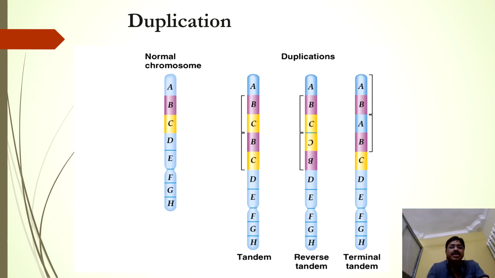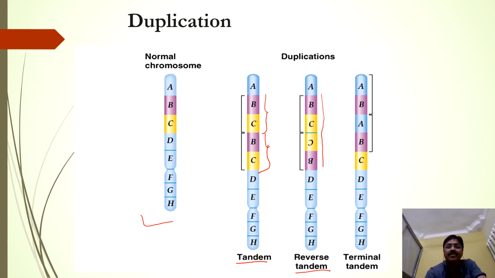Now this duplication has different types. This is the normal chromosome, which is the first. Now this duplication takes place on either side of the centromere. That is, B and C get duplicated. We call it a tandem duplication. Now when this B and C is not in sequence, the sequence has been changed, it is inverted. So we have BC and CB as the sequence. We call it a reverse tandem.